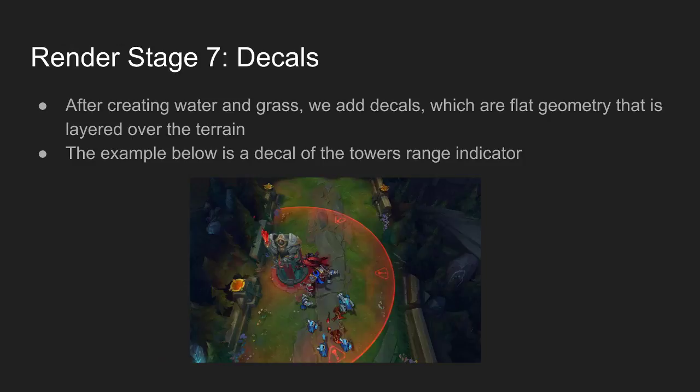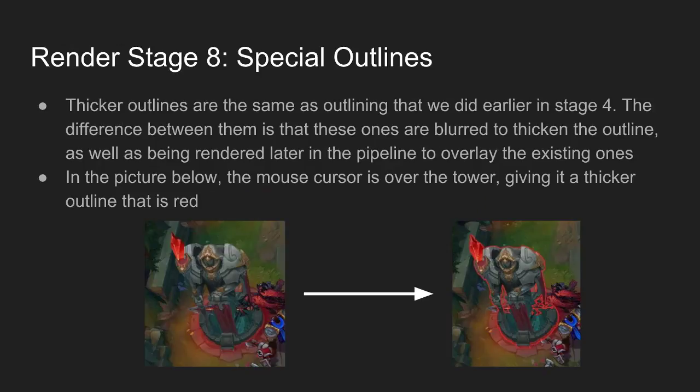Decals are flat geometry that are layered over everything else we currently have. In the picture below, the red circle surrounding the turret is a decal. Partial outlines are very similar to the outlines we talked about earlier, although they are blurred to make them thicker, as well as render them later in the pipeline to draw them over the other outlines.